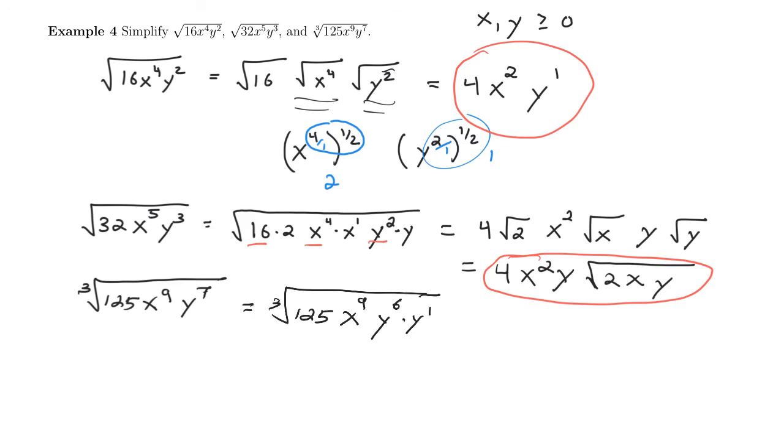And now I'm going to take the cube root of each piece. The cube root of 125 is 5. The cube root of x to the 9th is x cubed, because I'm just dividing 9 by 3. The cube root of y to the 6th is y squared. And the only thing left over is the cube root of y to the 1st. And this is my final answer.